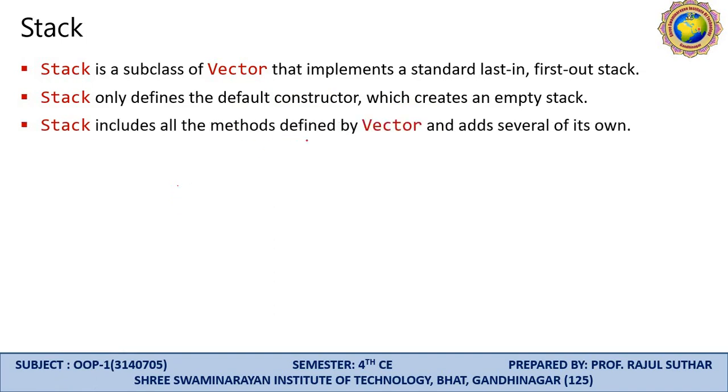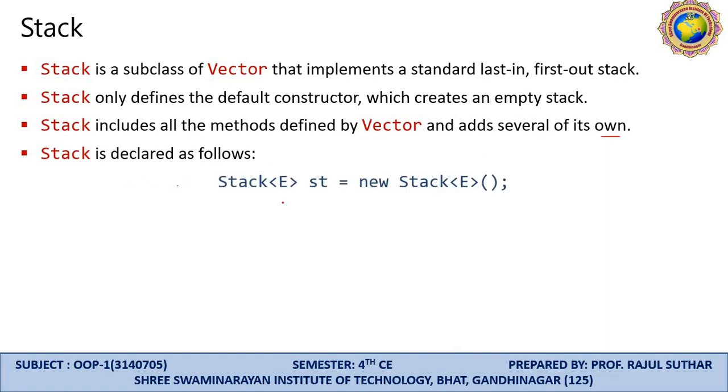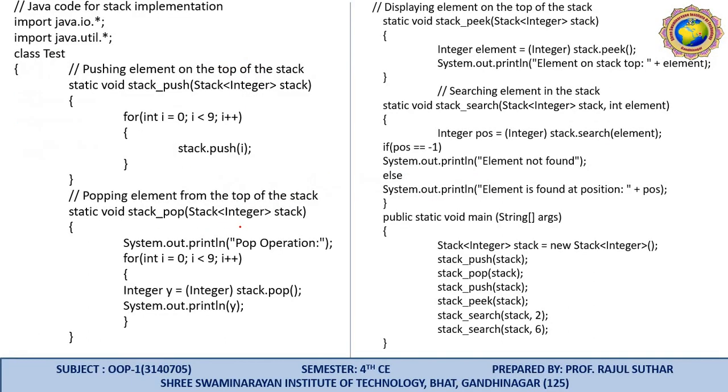Stack includes all the methods defined by the vector and adds several of its own methods. Stack is declared as follows. We are all familiar: Stack<E> st = new Stack<E>(). Here the object of a stack is created, where E specifies the type of object. This is one example Java code for a stack implementation.